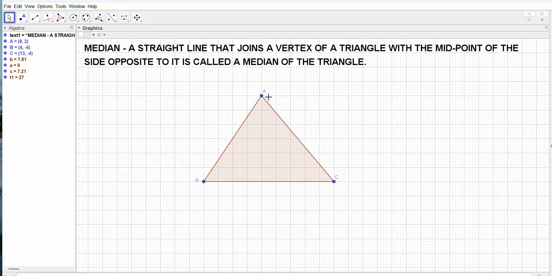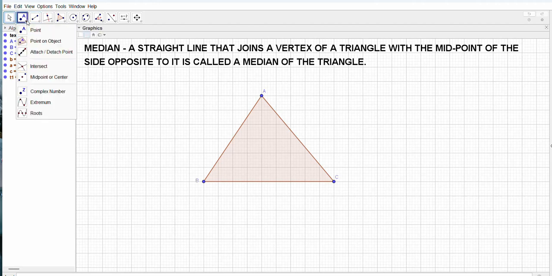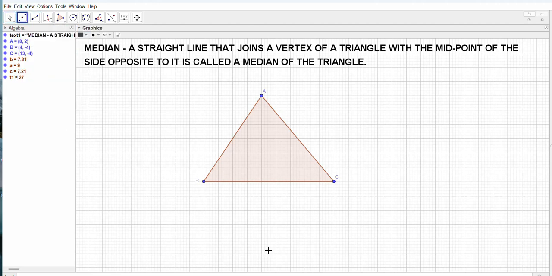Okay. So the meaning of that is if I take A as a vertex, then we have to find the midpoint of the side BC. And the line which joins A with the midpoint of side BC is called the median. So first of all, let me find the median for all three sides of the triangle ABC. I have a ready-made tool available over here which can give me the midpoints of the sides of the triangle.